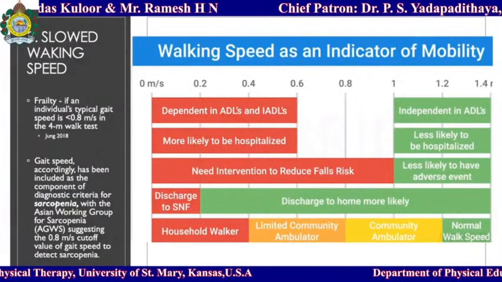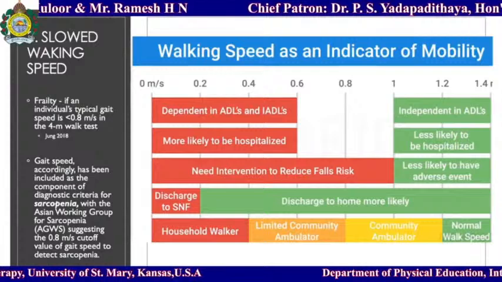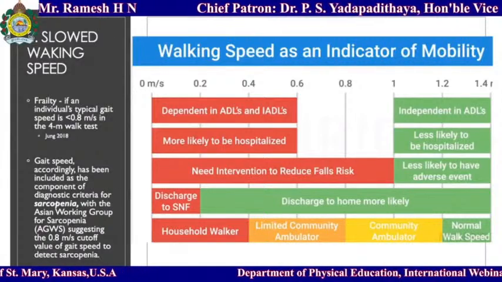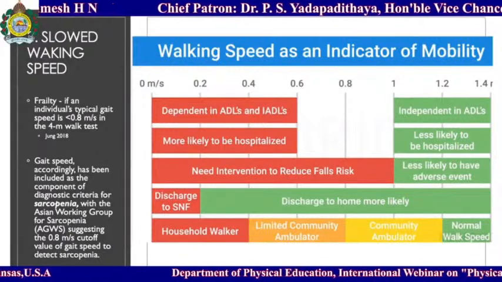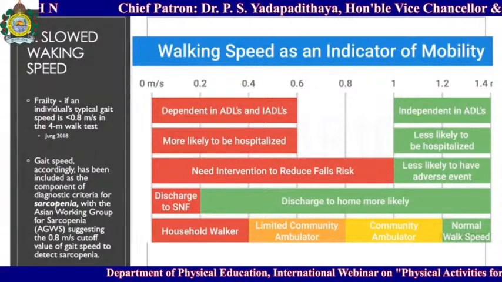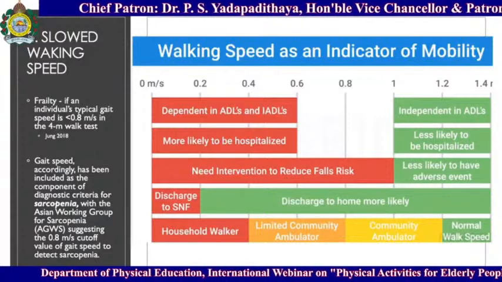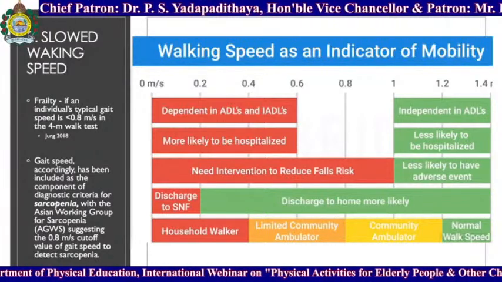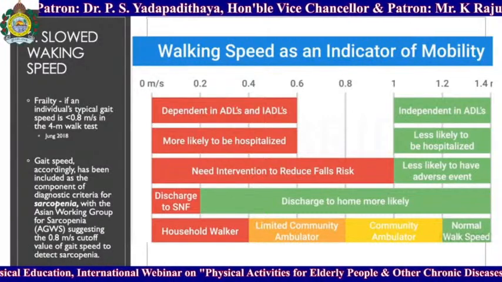As you can see, you really need to be at least 1 meter per second to be independent with ADLs. So that's another pretty good cutoff that a lot of the goals we write for our patients should be based around, about 1 meter per second walking speed, while normal walking speed is all the way up to 1.2 to 1.3. Again, as you see on the very bottom of that diagram, 0.8 is the cutoff for a community ambulator.